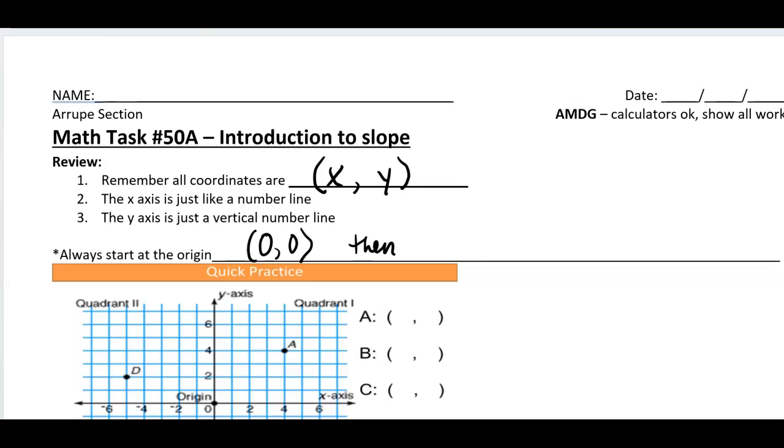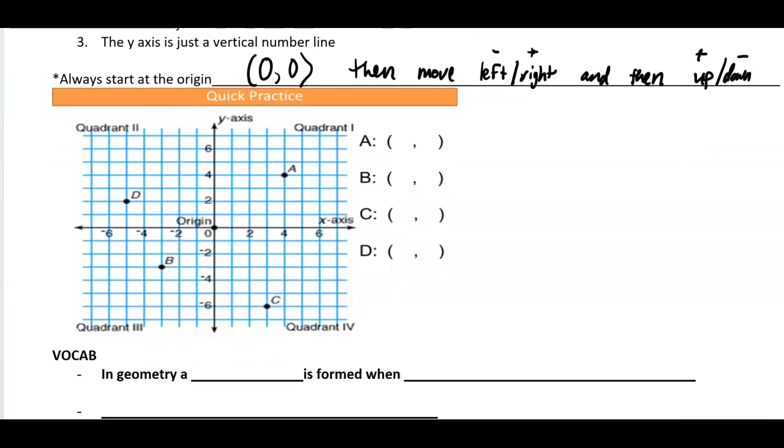Then move left or right. Left if it's a negative x value, right if it's a positive x value, and then up or down. Up if it's a positive y value, down if it's a negative y value. So always starting at the origin.